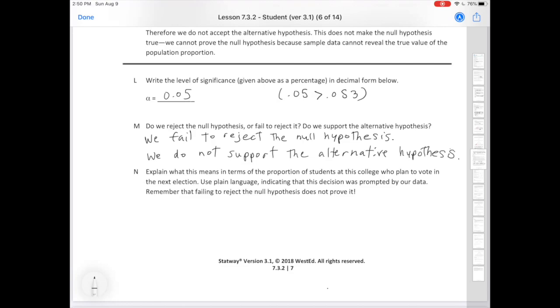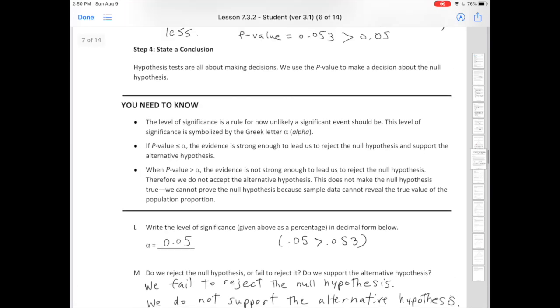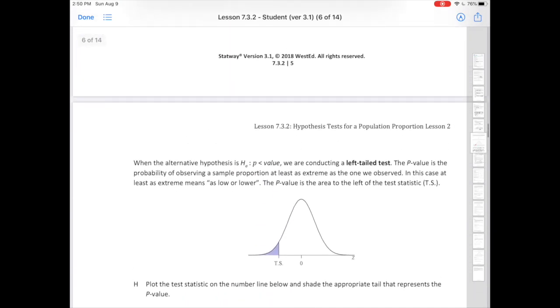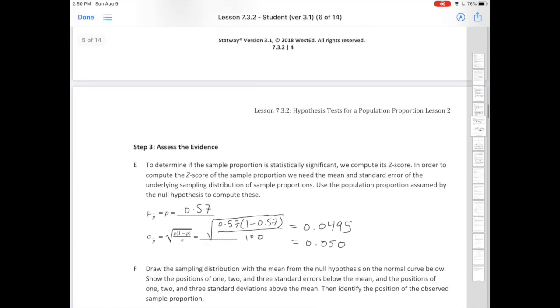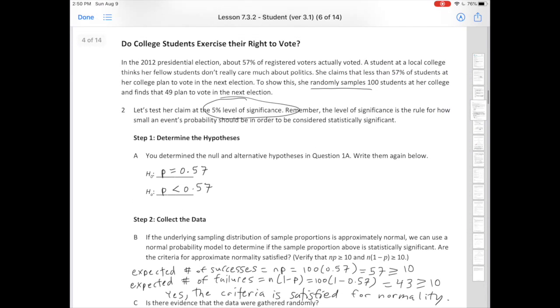Explain what this means in terms of the proportion of students at this college who plan to vote in the next election. Use plain language indicating that this decision was prompted by our data. Remember that failing to reject the null hypothesis does not prove it. Okay, so let's remember what we are doing in this problem, right? Let me go back up to our null and our alternative. So our null hypothesis was that P was 0.57, and our alternative was that P is less than 0.57, right?